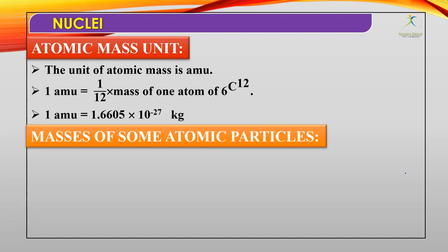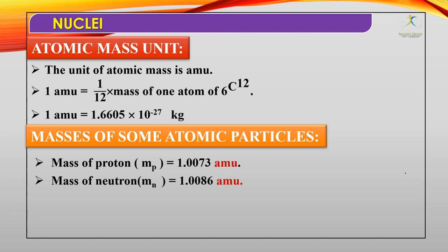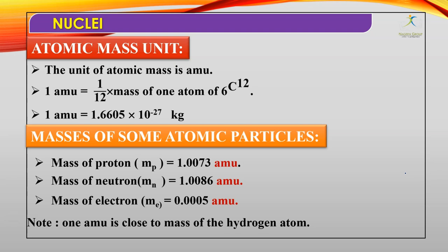Now, the mass of some atomic particles. Mass of the proton is 1.0073 AMU. Mass of the neutron is 1.0086 AMU, and mass of the electron is 0.0005 AMU. From all these three values, I think you get it, students: the electron has a very small mass in nature. Their mass is minute. 1 AMU is close to the mass of a hydrogen atom.